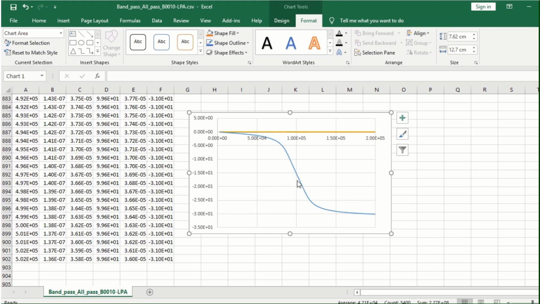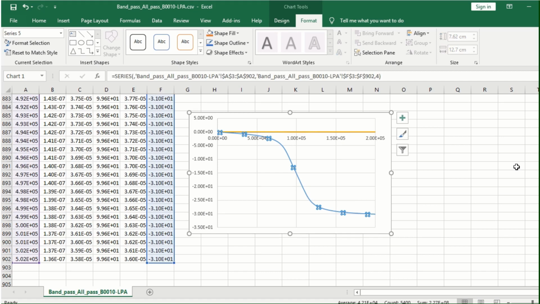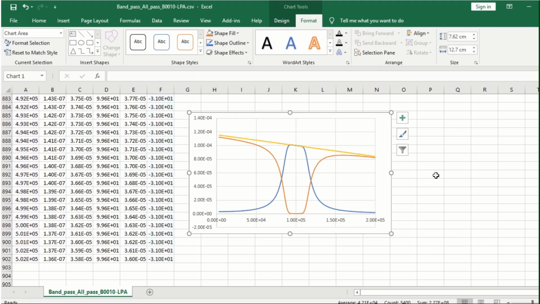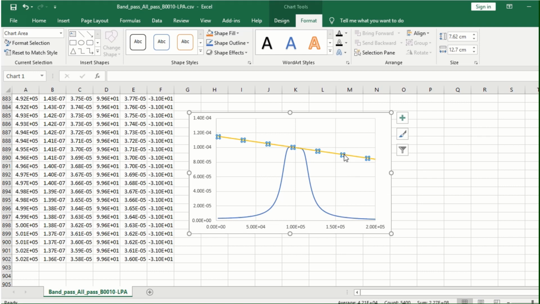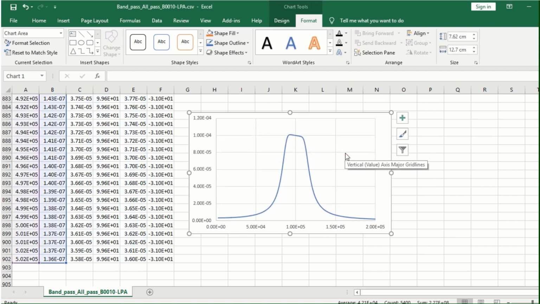Then this is the phase characteristic. It's difficult to see that it is parabolic in the passband. And this is the main information. So this one is the required value of the group delay. This is the absolute error, and this is the group delay.